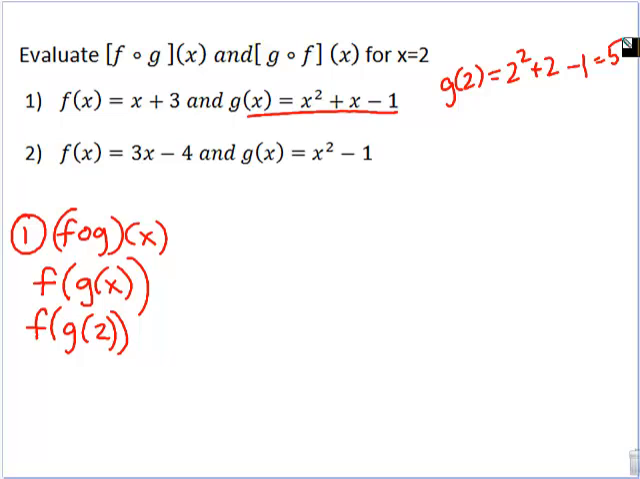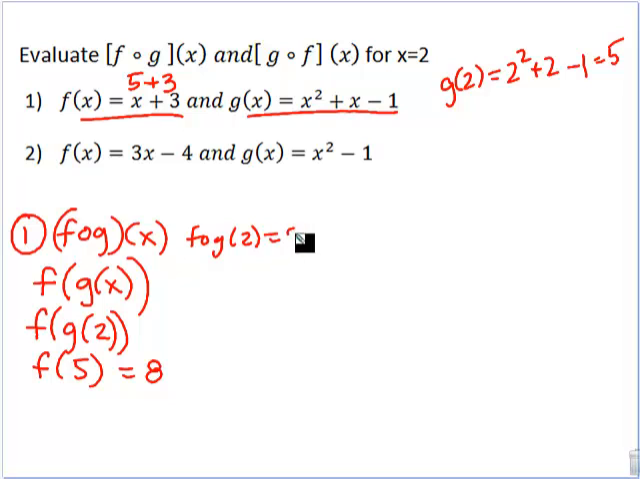5. All right, so instead of g of 2 here, what can I replace g of 2 with? What did we just figure out that was? 5. So we're going to replace it with 5 because that's what it's equal to. So now we really want to find out what f of 5 is. And how do we find out what f of 5 is? Yeah, plug it into your f function. f of x is x plus 3, so if your x is 5, 5 plus 3, what's that? 8. So your f of g of x, for when your x is 2, is equal to 8.